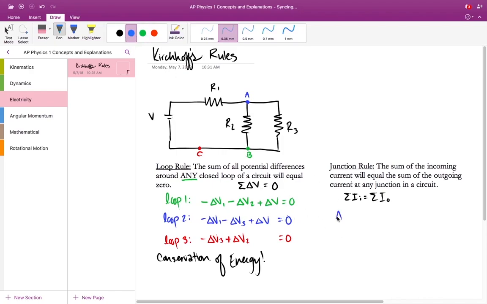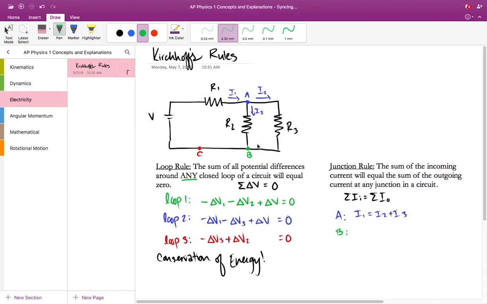At junction A, we see that there's some current incoming here. We'll call that I1. And we also see that there's some current outgoing here. We'll call that I2. And there's some current outgoing here, I3. And so our junction rule says that all incoming current, which is just I1, has to equal the sum of all outgoing current, which is I2 and I3. Okay, that wasn't so bad.